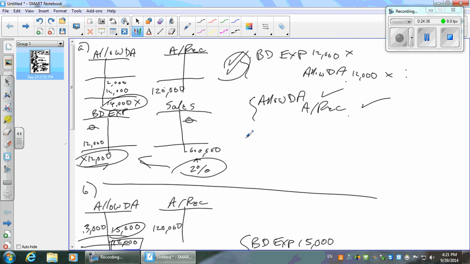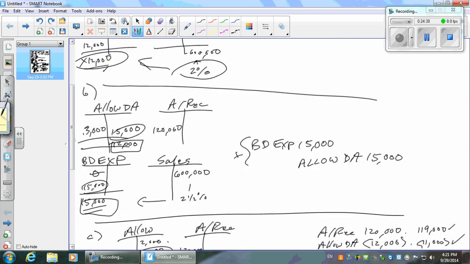And then when you look at B, this time we're estimating based on sales again, right? I happen to have put them in order, but I can put them in any order, of course. This one's 2.5% though, so now bad debt expense is 15, and the allowance just falls wherever it happens to, okay?